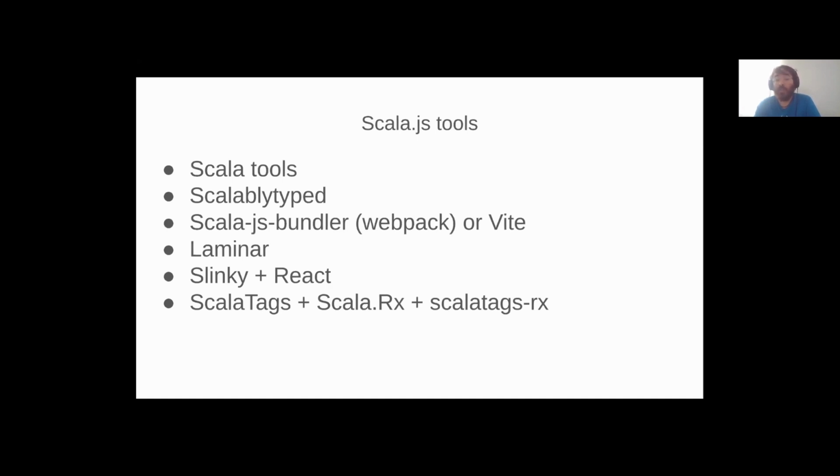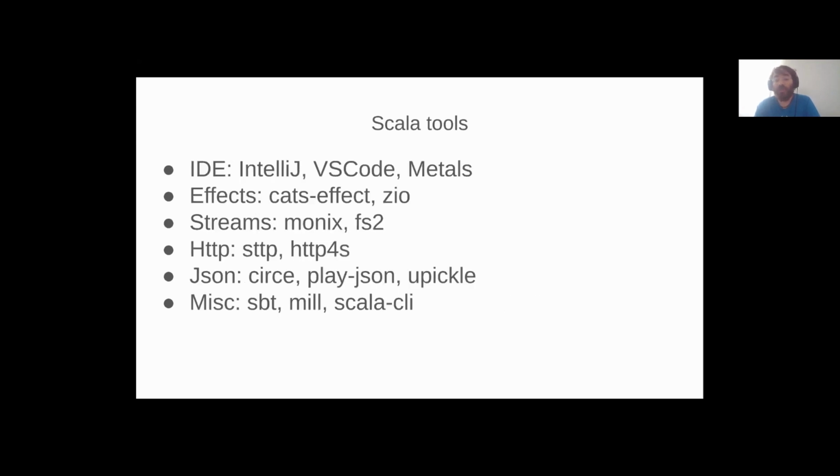For example, Scala typed is something that needs more advertising because it's a wonderful tool. For using something like Webpack, we have a Scala.js bundler, but there are even ways to use something like Vite directly without involving a Scala.js bundler. There are also, at the UI level, the most popular libraries that I know. One is Laminar, and another one is Slinky, which is a wrapper for React. But there is also Scalatags, which can be combined with the reactive Scala library from Haoyi. And that combination can be a simpler alternative to Laminar. It's something we are using in another project, and it works pretty nicely as well.